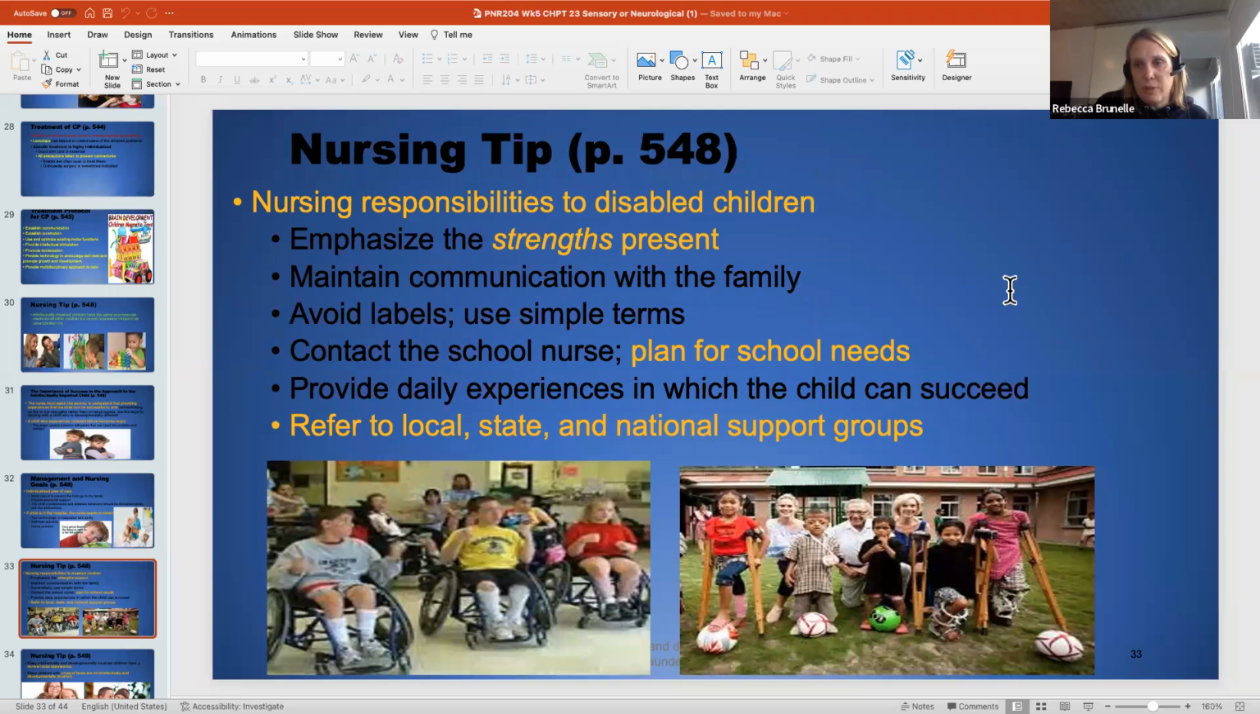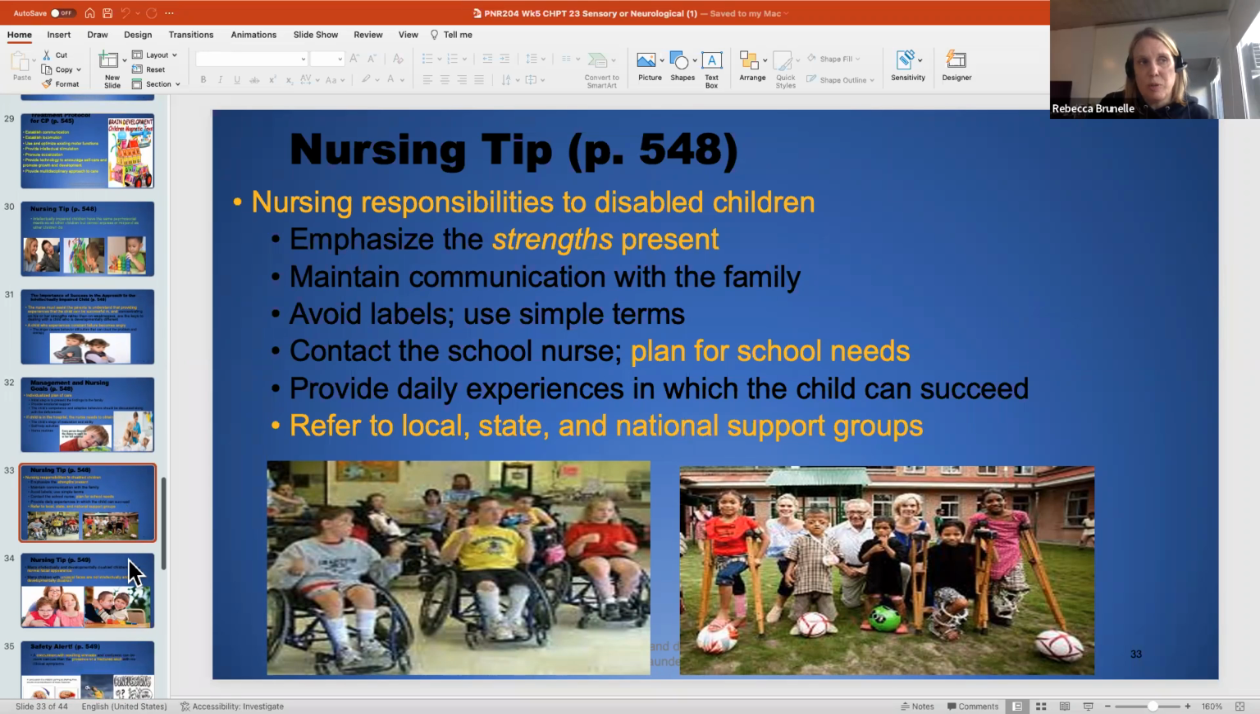So there's physical problems, there's mental problems, and then there's disabled, where they can't move at all, they're wheelchair bound, etc. Regardless of what's going on with the kid, always try to focus on their strengths, maintain good communication with the family, and have good communication with the school nurse or whatever social work organizations are working with the family. Make it as likely as possible that the kid will be able to participate in age-appropriate activities and have many of the same experiences as other kids who aren't wheelchair bound, and know your local resources in terms of support groups and stuff like that.